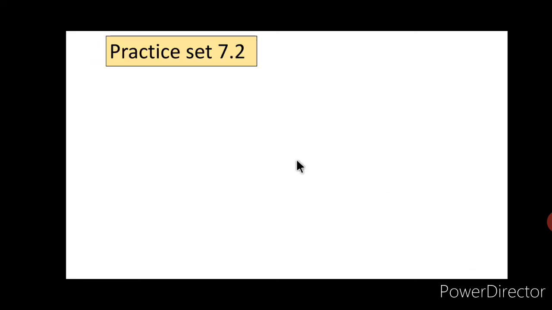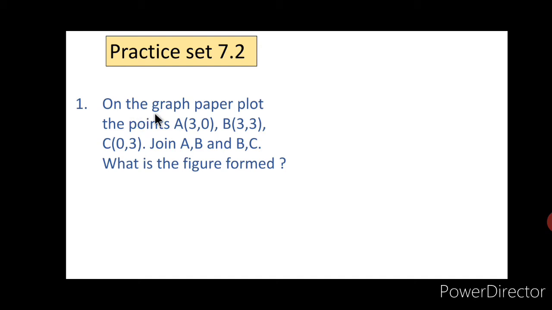This is the last part of the chapter, coordinate geometry. Now we are going to solve practice set 7.2. The first question is, on the graph paper, plot the points A, B, C, join A and B and C.